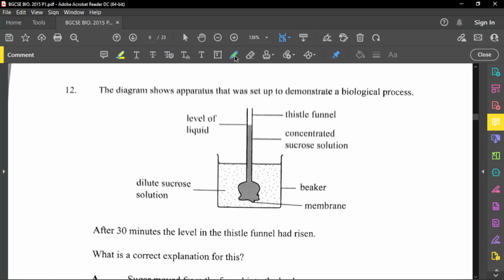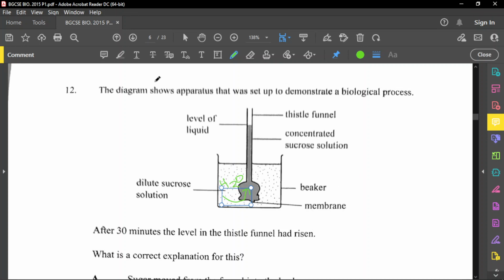So right off the bat, once the membrane is there, you know for sure that water will be leaving from the beaker into the tissue funnel, because water moves from a dilute solution into a concentrated solution. In other words, it moves from a higher water potential to a lower water potential. So H2O is going in, just to make a note of that. It said after 30 minutes, the level in the tissue funnel had risen. So what is the correct explanation for this? Again, simply water is moving from the dilute solution into the concentrated solution.